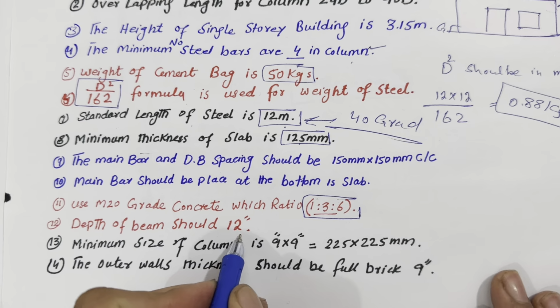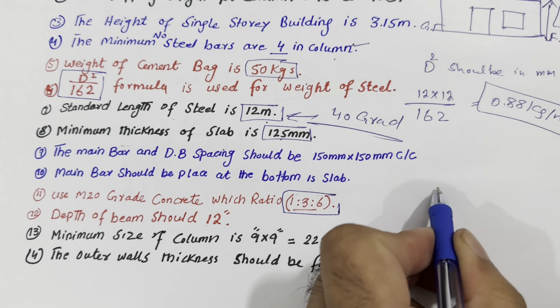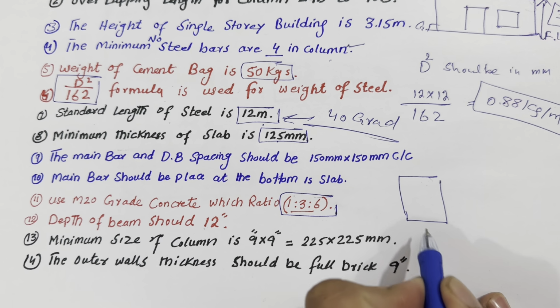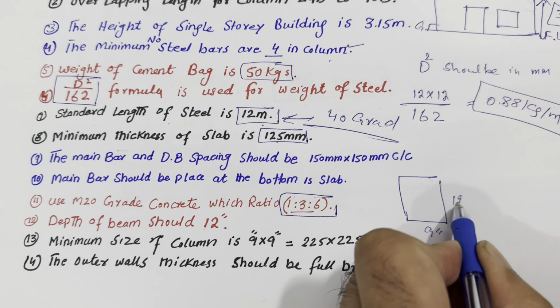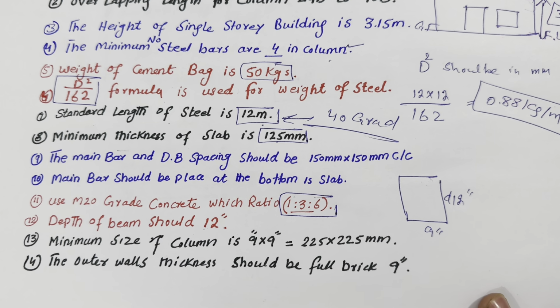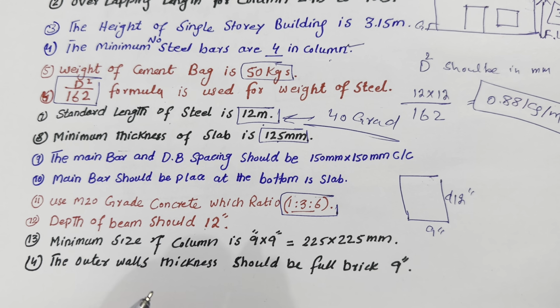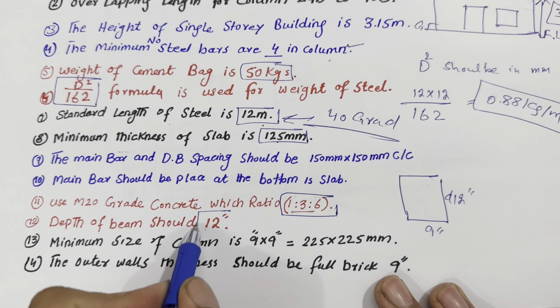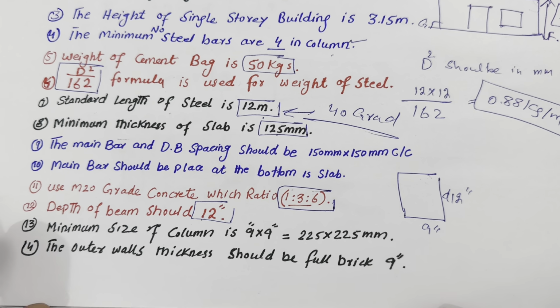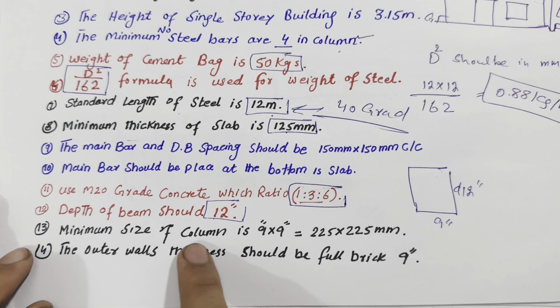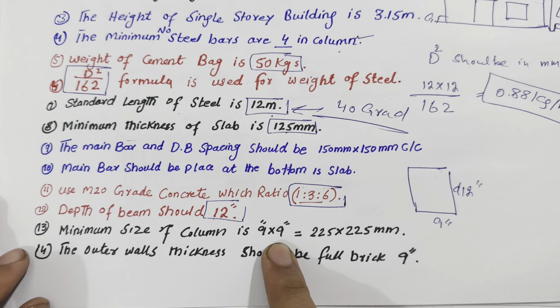Depth of the beam should not be less than 12 inches. Guys, you can see here, this is a beam. Suppose the width is 9 inches, so the depth should not be less than 12 inches. If that is floor beam or if that is plinth beam, it should not be less than 12 inches. Remember this. The 13th one is guys, minimum size of the column is 9 by 9 inches.